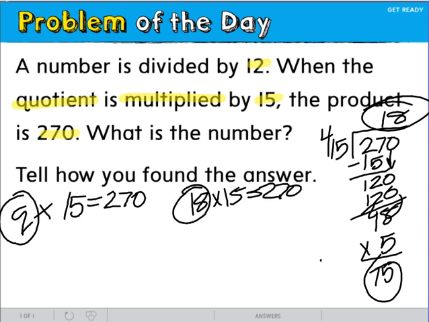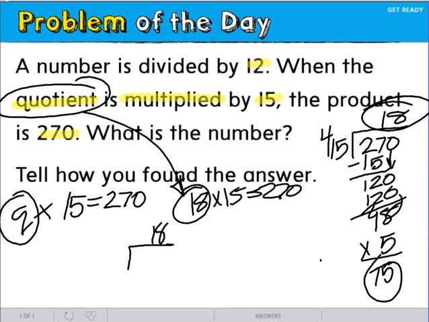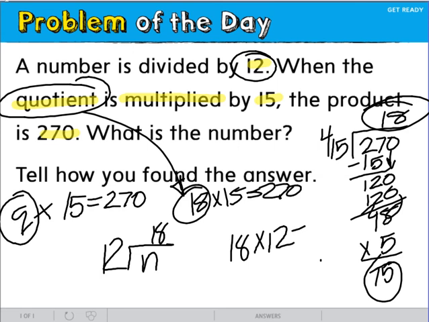So I found my quotient is 18. Now what do I need to do? Well, I have to figure out, my quotient is 18 when a number is divided by 12. I want to know what this number is. So now I have 18 times 12 equals my number.